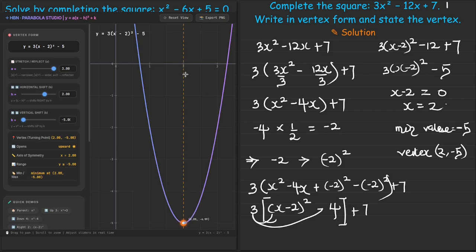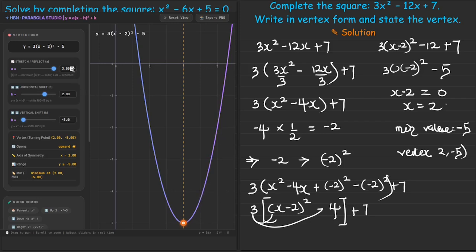And then it has shifted 5 steps down because of this negative 5. And what does this 3 here do? The 3 has also compressed it. You see, it has also compressed this function.